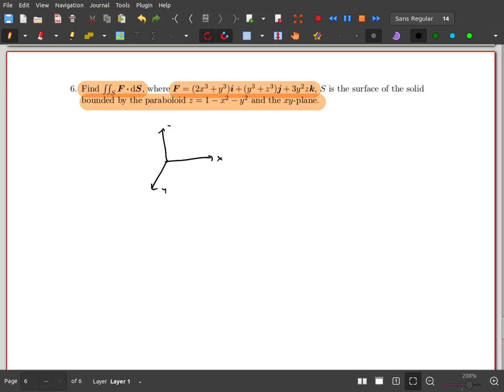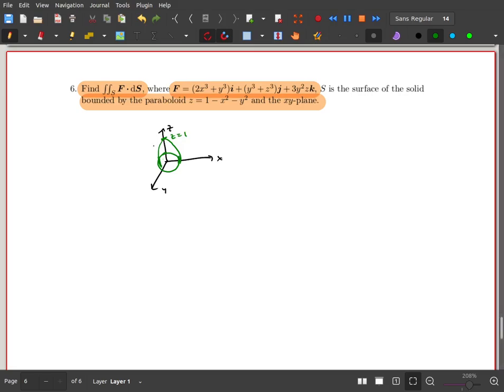X, Y, and Z. Okay, so we have a paraboloid. This one faces down. Okay, so at z equals 0, that will be equal to 1. So that's our paraboloid. So that's z equals 1.